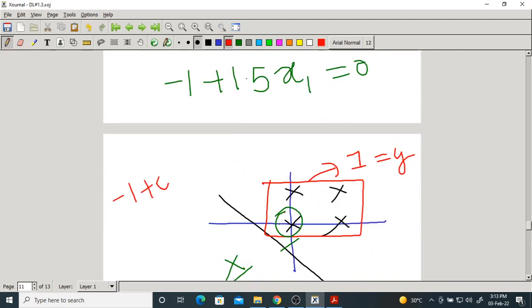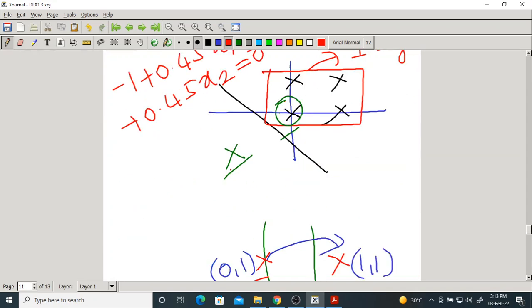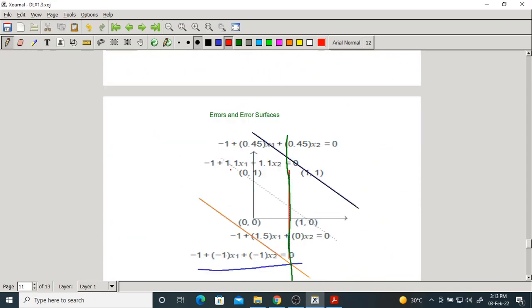-1 plus 0.45x1 plus 0.45x2 equal to 0. Where is the line? This line. This line. Okay. So there you are getting 3 errors.